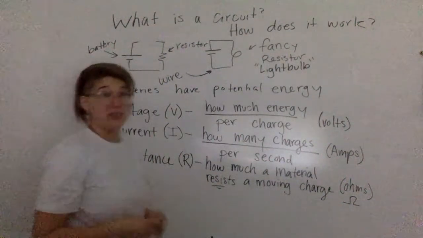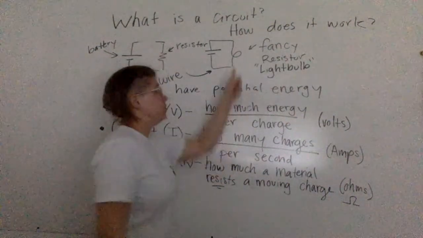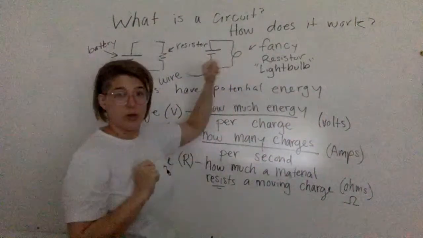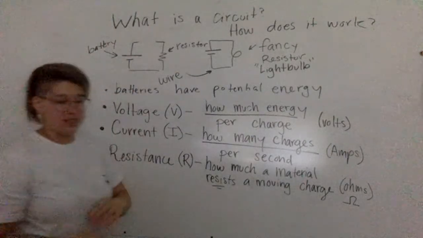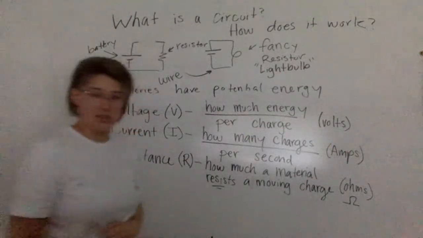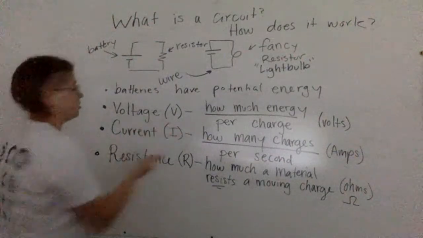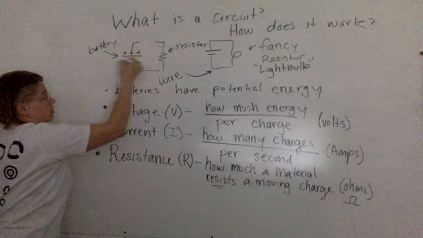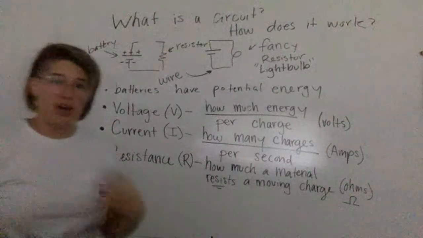If you want to use a fancy resistor that lights up, that's called a light bulb. And you draw it as a little squiggle mark. So that's pretty much the basics. So the moment you connect this, you allow a charge to move from the negative side to the positive. So remember what we are learning about charges.